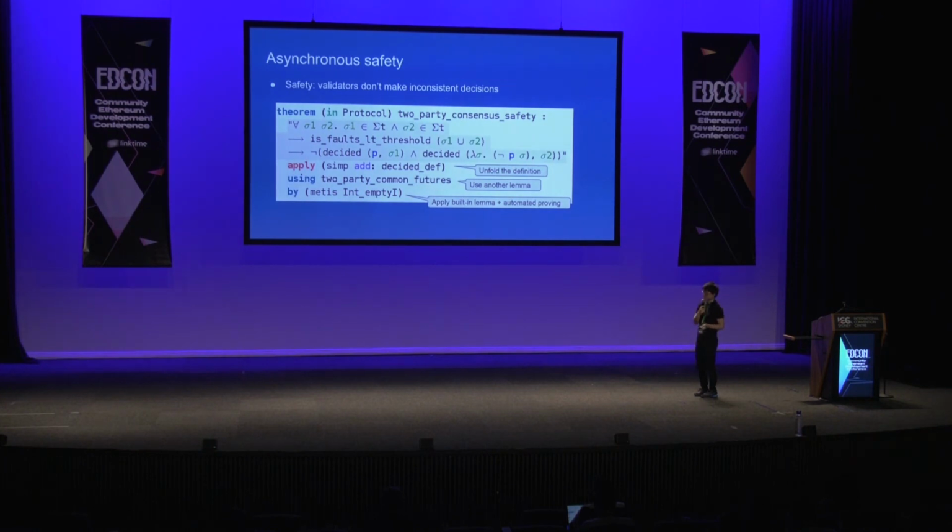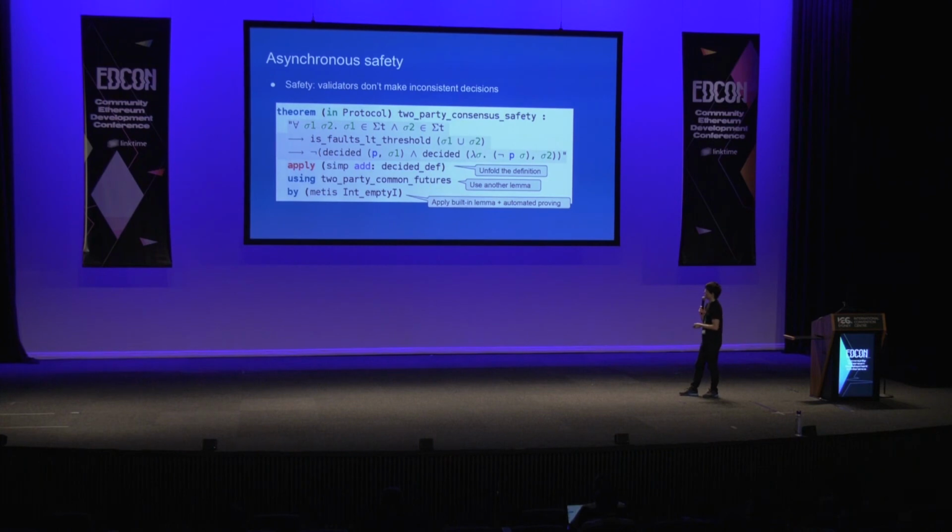So I'll explain what the proof in Isabelle looks like. This is asynchronous safety in CBC Casper in Isabelle, and the three lines at the bottom are Isabelle proofs. Isabelle has a lot of proof methods, and the first line is basically unfolding the definition of decided, because Isabelle does not unfold definitions by default.